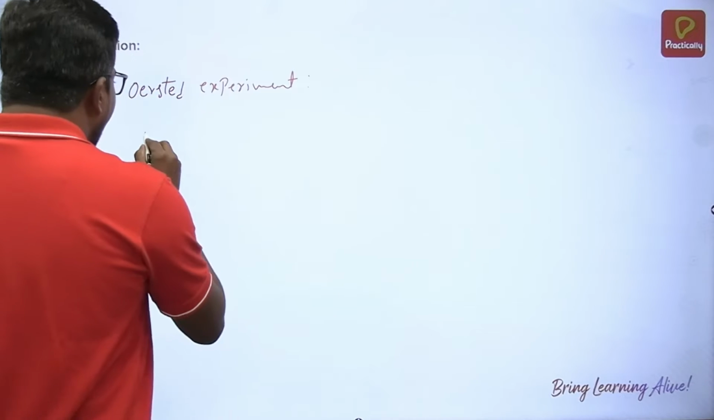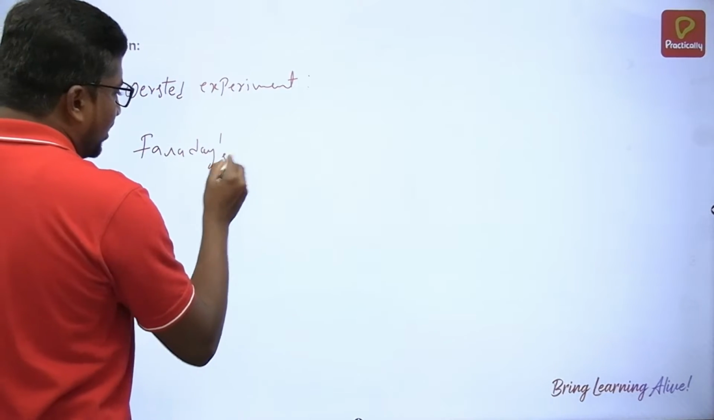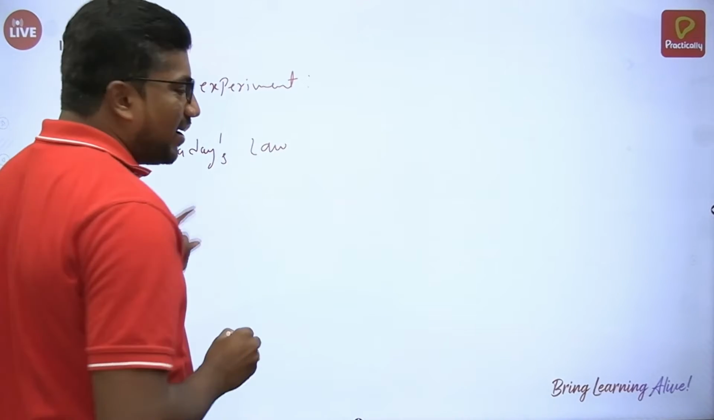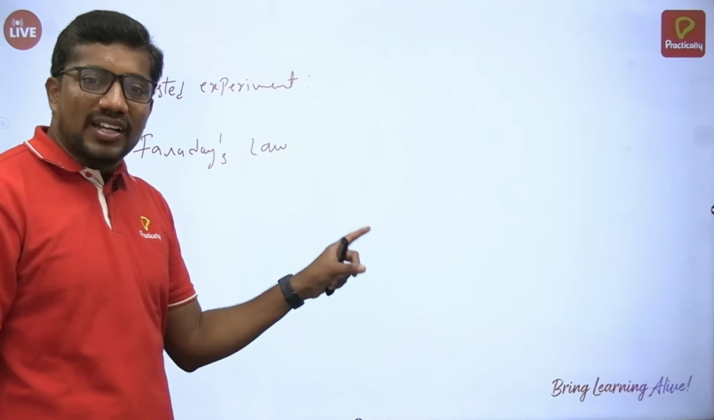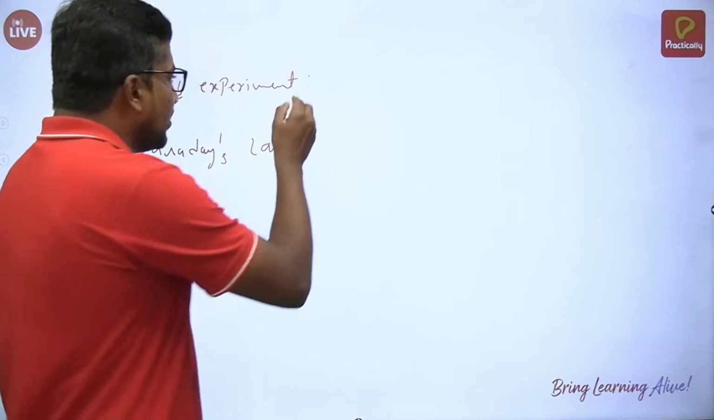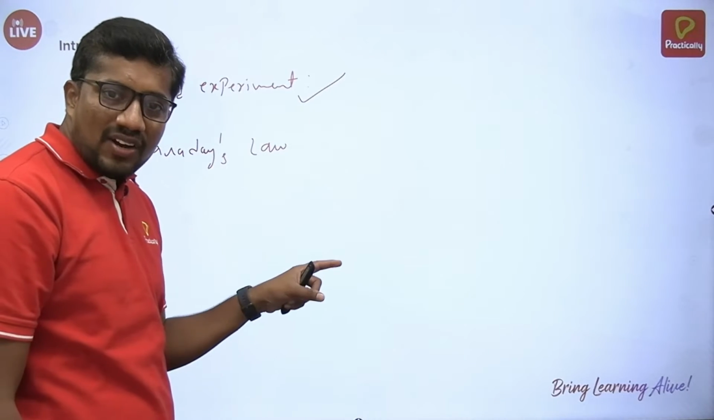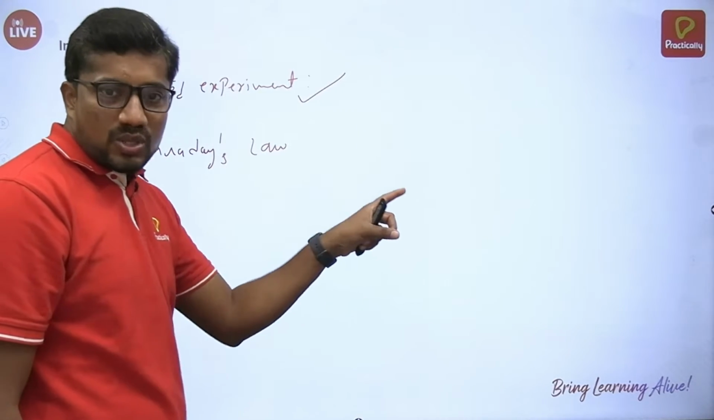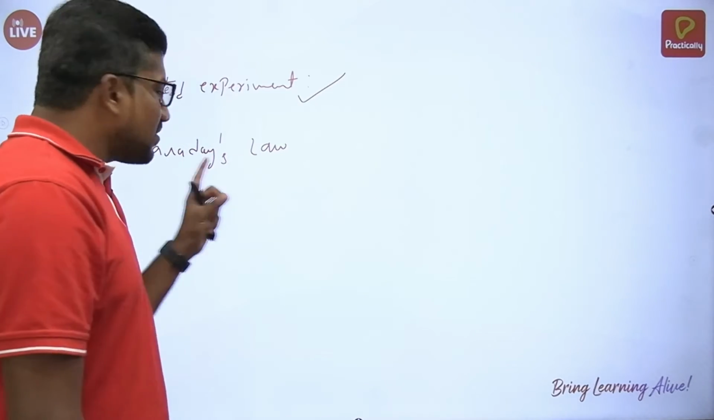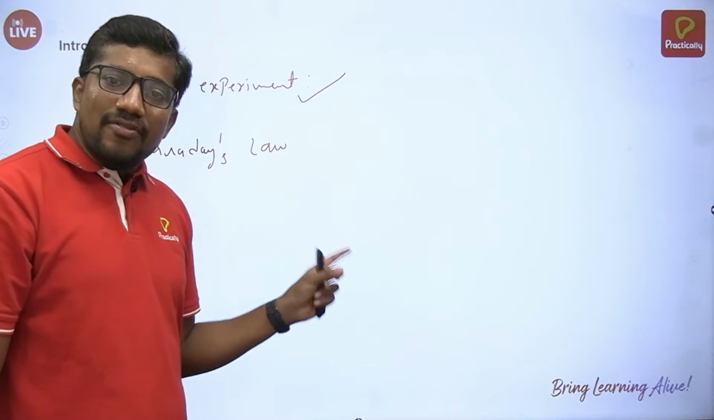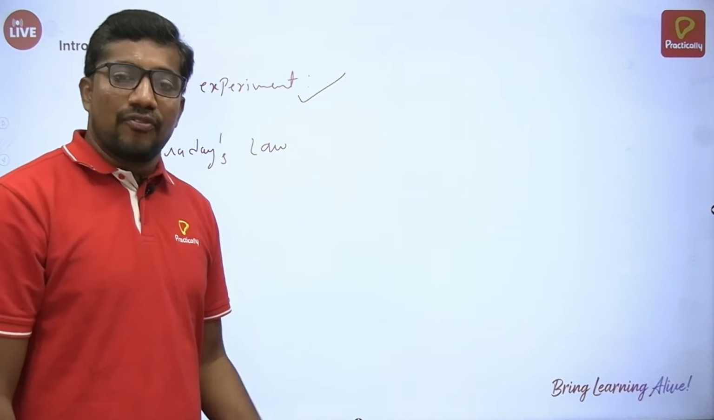And later, Faraday's laws we have learned. What is Faraday's law? The rate of time varying magnetic field can produce an electric field. From Oersted's experiment, we have learned when electric current flows through the conductor, a magnetic field is developed. And Faraday's laws revealed that the time varying magnetic field can produce electric current. That means it can produce an electric field.